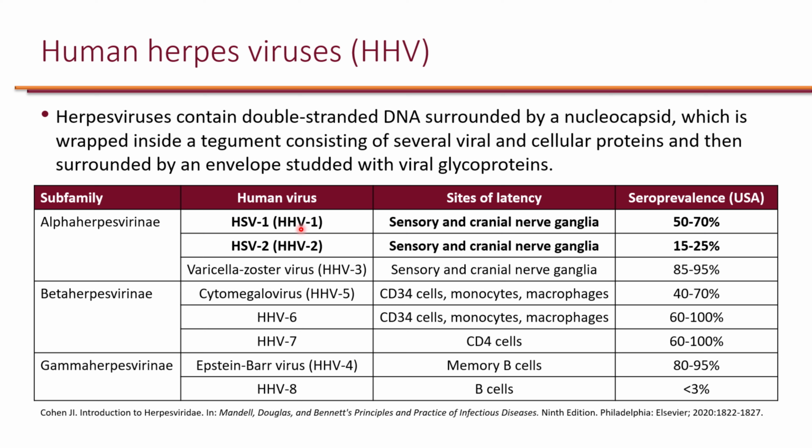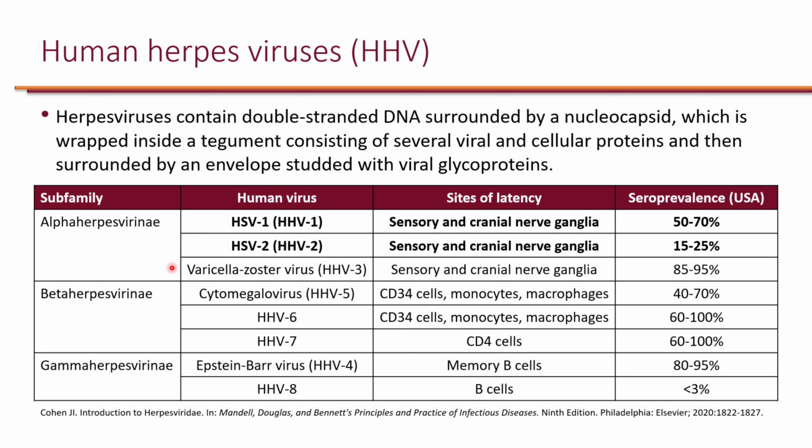So the first one, HHV1, is specifically herpes simplex virus 1, and along with HSV1 and HSV2, these are viruses that essentially lead to latency. So once somebody is infected, they will reside in sensory and cranial nerve ganglia, and they will have a period of latency, and they will periodically get reactivated.